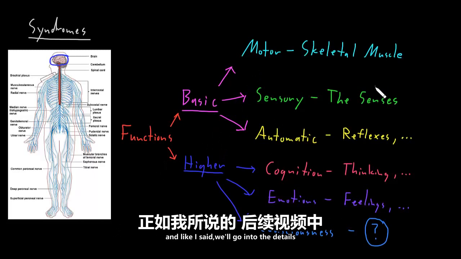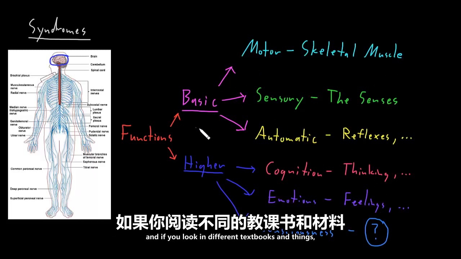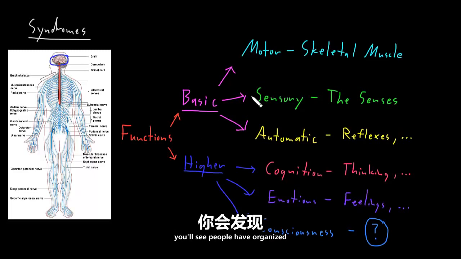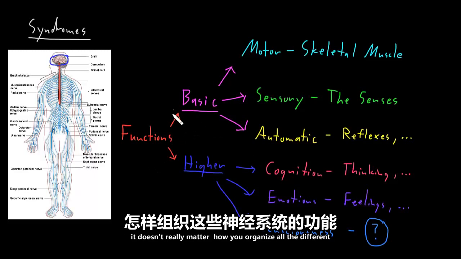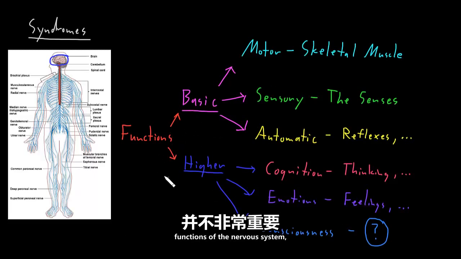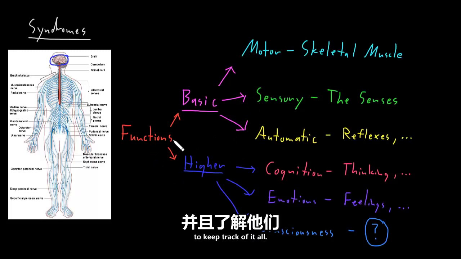And like I said, we'll go into the details of lots of these categories in later videos. And if you look in different textbooks and things, you'll see people have organized the functions of the nervous system in lots of different ways. And in some ways, it doesn't really matter how you organize all the different functions of the nervous system, as long as you find some system that makes sense to you to keep track of it all.